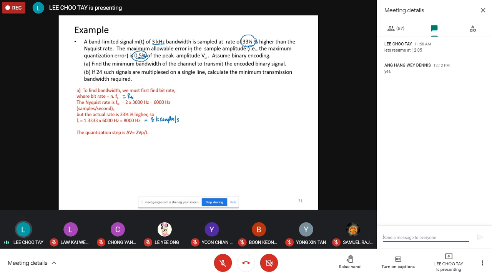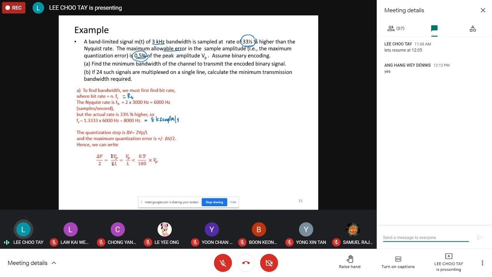To find n, we need to make use of the maximum allowable error, which means the maximum quantization error has to be 0.5% of the peak amplitude. The maximum error is plus or minus delta V over 2. Because I know my V peak, I have to convert the equation for delta V into VP. Delta V is VPP over L, and VPP is 2VP, so 2VP over L. Cancel the 2 and 2, and VP over L must be less than 0.5%, which is 0.5 over 100.